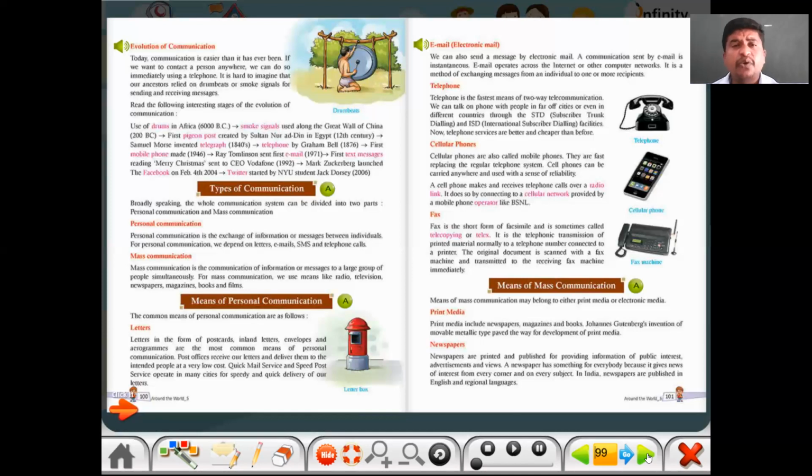It is hard to imagine that our ancestors relied on drum beats or smoke signals for sending or receiving a message. Look at the image over there. They used to make drum beats as a mode of communication. Am I right? That was a very tough time, dear students.